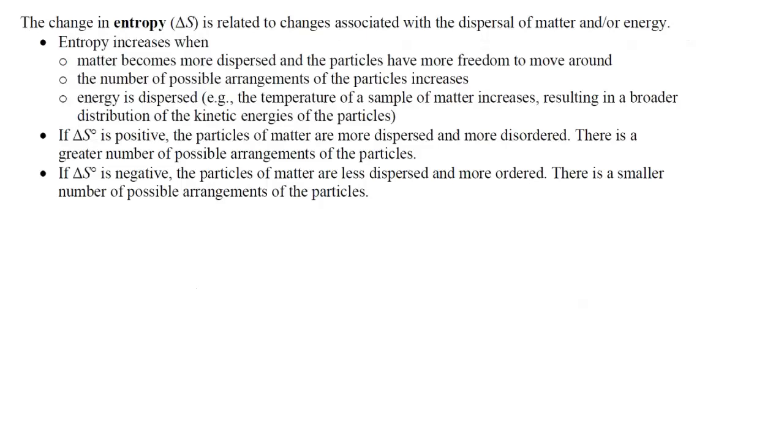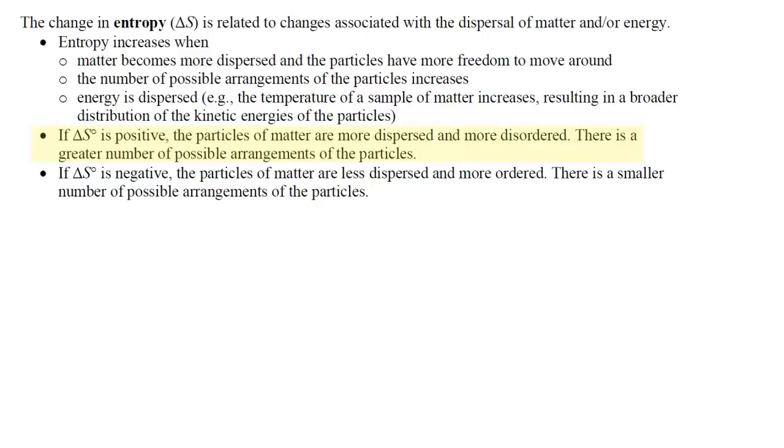So the change in entropy, delta S, is related to changes associated with the dispersal of matter and/or energy. Entropy increases when matter becomes more dispersed and the particles have more freedom to move around. The number of possible arrangements of the particles increases, and also energy is dispersed. For example, the temperature of a sample of matter increases, resulting in a broader distribution of the kinetic energies of the particles. Now, if delta S is positive, then the particles of matter are more dispersed and more disordered, and there is a greater number of possible arrangements of the particles.